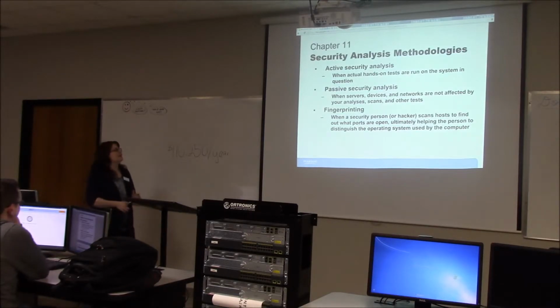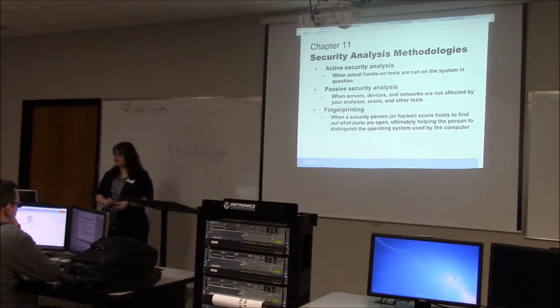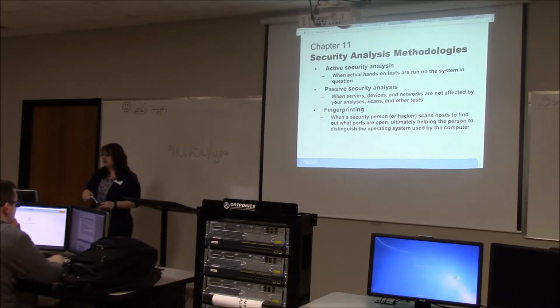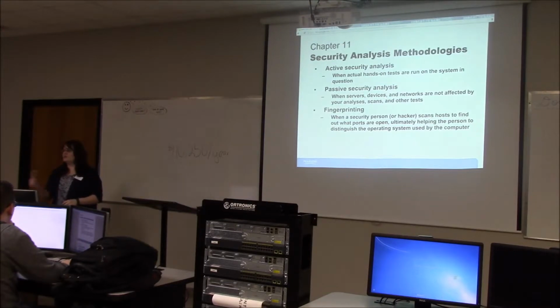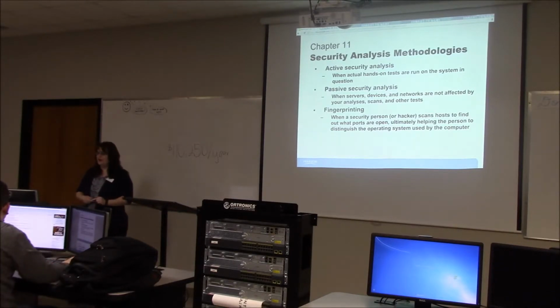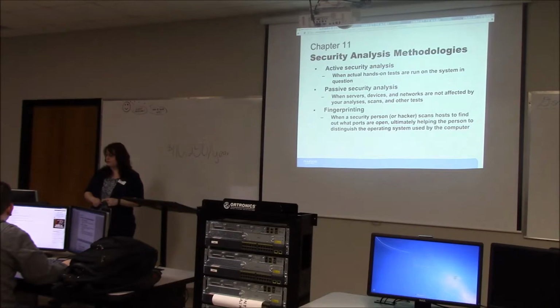Some of the ways that we can analyze the security in our network. We can have active analysis, so there are actual hands-on tests being run on the system. The problem with active testing is you may have to actually take the device offline, which is going to interrupt the flow of communications on your network. Before you do any kind of active testing, you want to back the data up first. This does take up network resources.